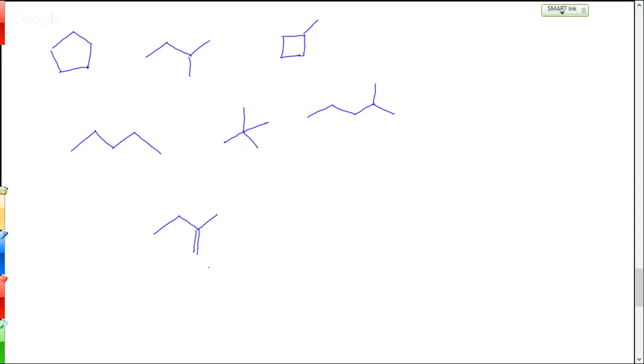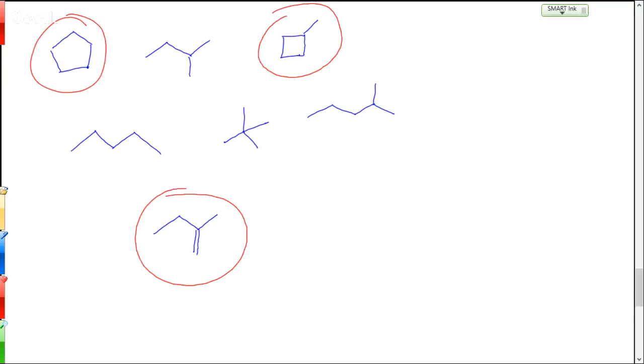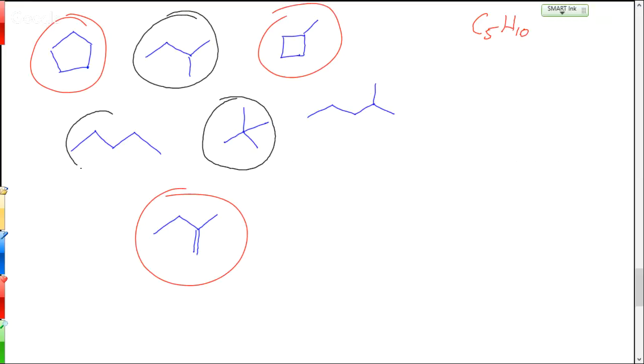All right, so one group is this one, and this one. Those are isomers. They're all C5H10. The other group is this one, and this one, which are all C5H12.